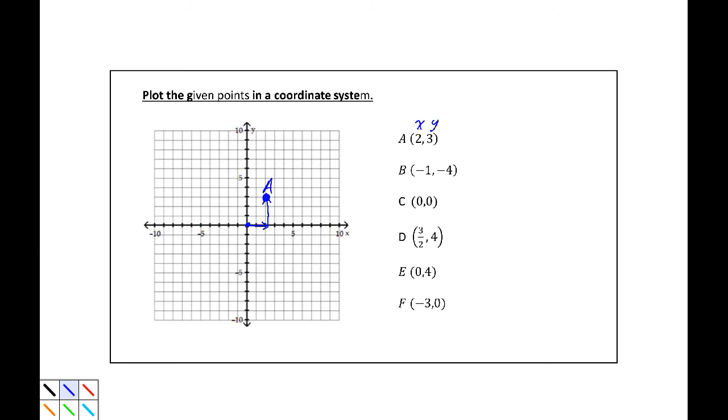All right, point B, I'm going to go -1, -4. So I'm going to go -1 in the x direction, and then -4, 1, 2, 3, 4 in the y direction, so that my point is right there. There's point B. Point C is 0, 0. That is the origin.